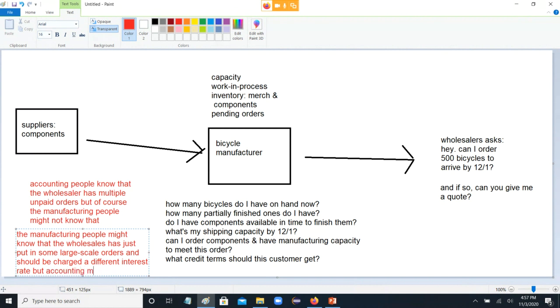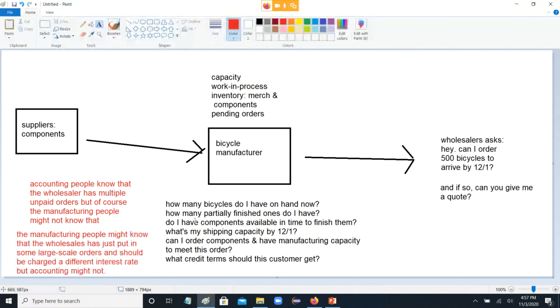But accounting might not. Okay, the manufacturing will have this information. Oh yeah, we have a bunch of orders pending from this wholesaler, but that information hasn't been transmitted out of the manufacturing operation to the accounting operation yet. So again, these operations can have different data around the same things, and that can create problems.